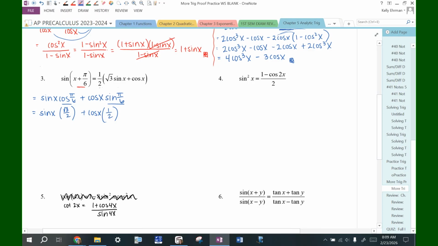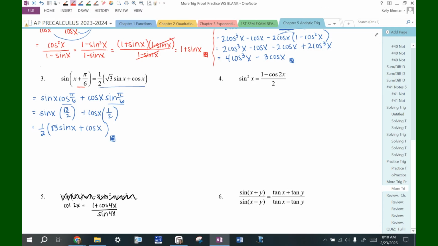Take a look at what you're supposed to get on the right side. They basically have this. They just have factored the 1/2 out. So that's all we have to show. Take a 1/2 out, and you'd have a radical 3 in front of your sine x and just a 1, so just plus cosine x. One coefficient in front of your cosine x. So that proof is finished.